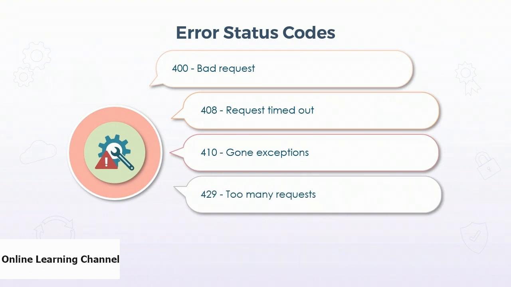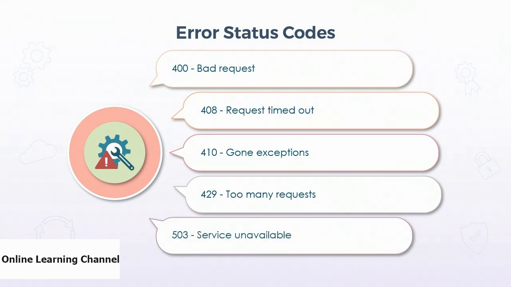429 too many requests is an error code you may see from Cosmos DB when there are many requests coming in a short amount of time. This means the service is overrun and cannot process all the requests. The solution here is usually either to temporarily slow down the number of requests or configure the database to be able to handle more requests. And 503 service unavailable means the service cannot process your request at the current time. This might be because the service is too busy, or it could be down for maintenance.